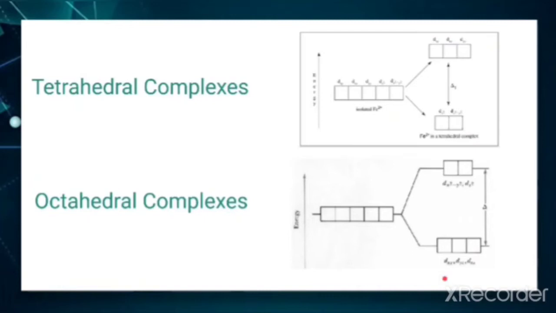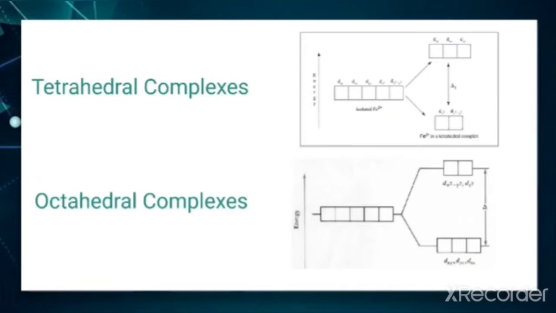For octahedral, make the three boxes down. So automatically if the three boxes are down, the two boxes will be up. But for a tetrahedral complex, just make the reverse of it. That is, where you made three boxes down, here the two boxes are made down. So it is very easy to learn when you learn it in this way.